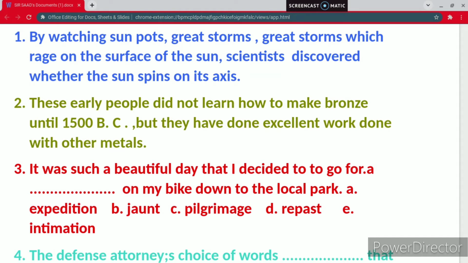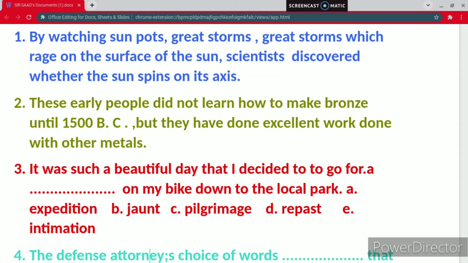So now you have a number of words. The first one is expedition. You know the meaning of expedition; in Urdu, we say mohim. Then another word, jaunt. Jaunt is a short journey. Then pilgrimage, a journey of pilgrims. Then you have repast. Repast means meal. And intimation means indication.